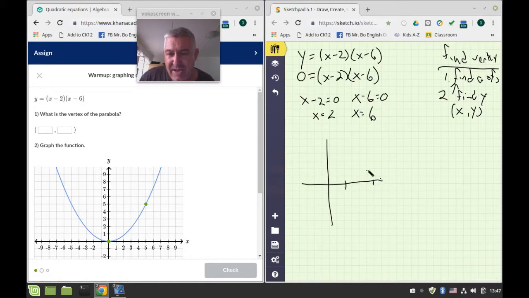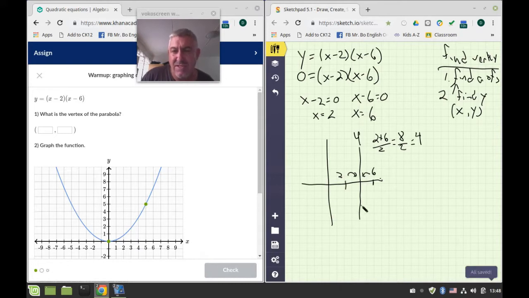And we want to find the axis of symmetry, which runs right down here, right down the middle. And it's right in the middle between 2 and 6. So 2 plus 6 divided by 2 equals 8 divided by 2 is equal to 4. So my axis of symmetry is at 4.